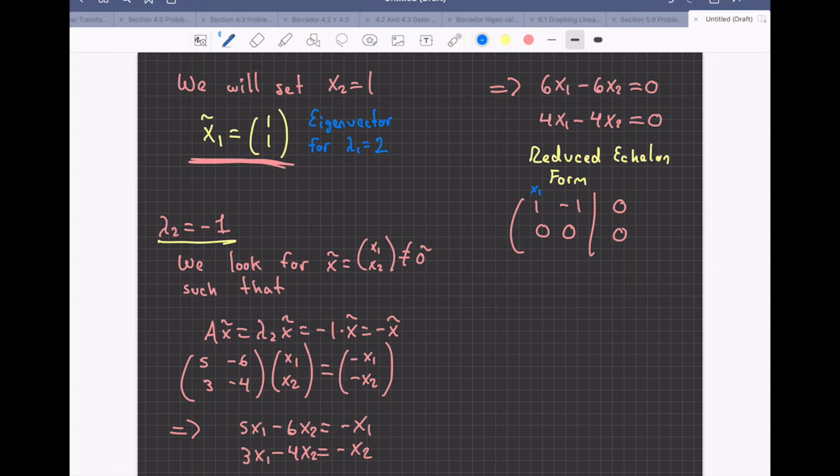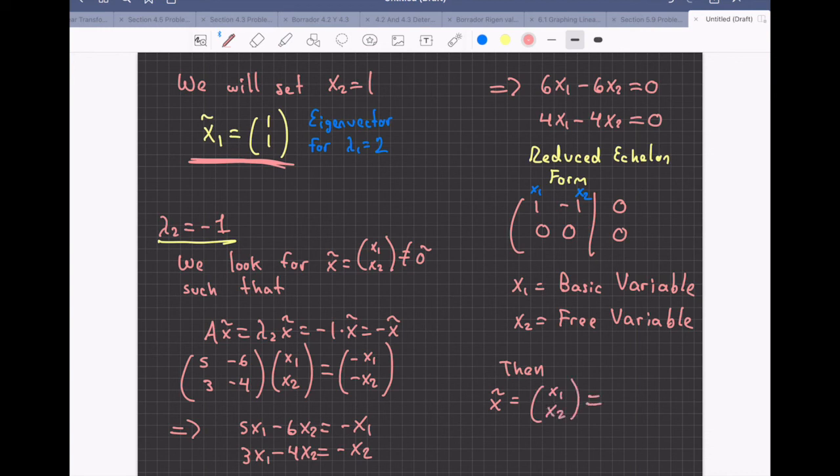So this is x1 and this is x2. So again, the same as before, x1 is equal to the basic variable and x2 is free. x2 is free variable. Then our vector is x1, x2, that is the same as x2, x2, so it's equal to x2 times 1, 1. The same as before, here you will have to choose one eigenvector.